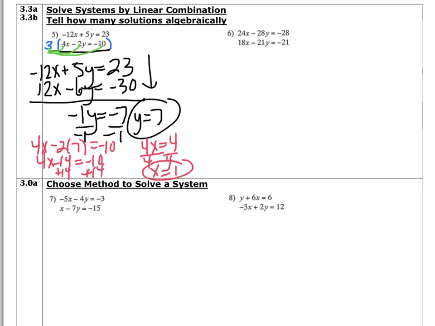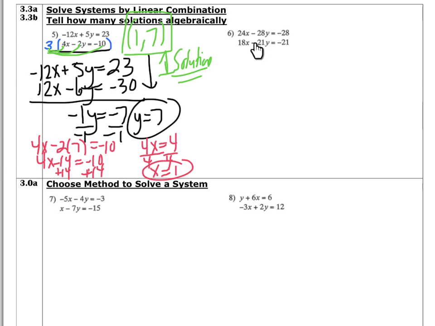X is 1. So where do these two lines intersect? They intersect at the ordered pair 1, 7. And that's our answer. How many solutions are there? Well, you got a solution, which means there is one solution. If you get an ordered pair, that's how many solutions there are.